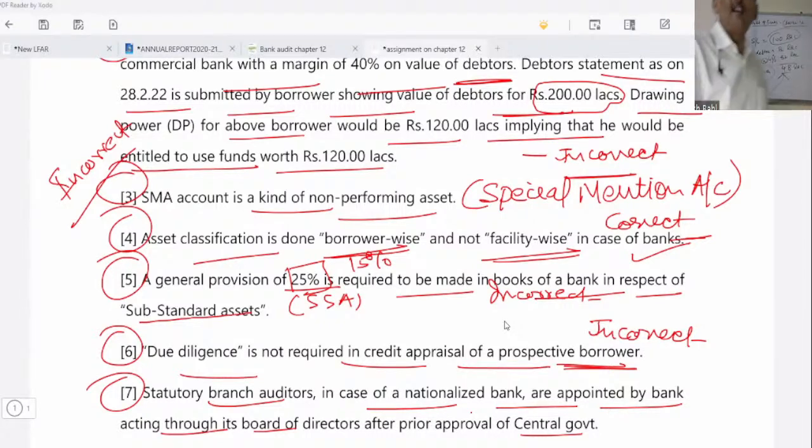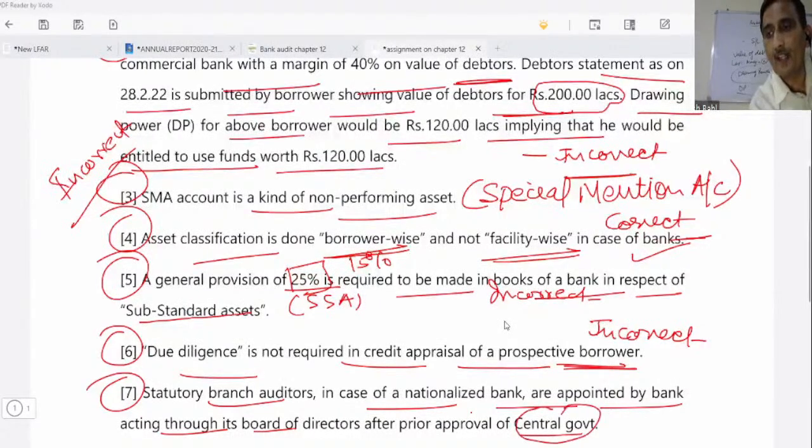Yes, Harsh and Rohan have answered correctly. After prior approval not of the central government, it is of RBI. So this statement is also incorrect.